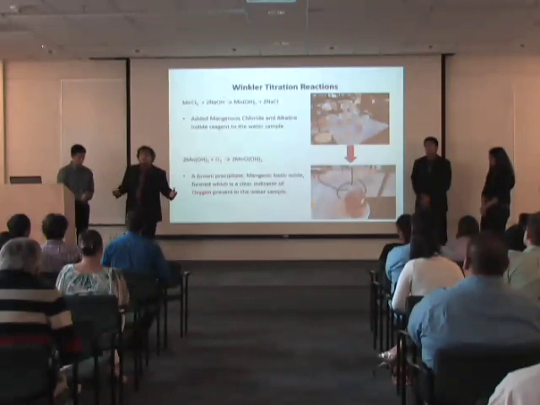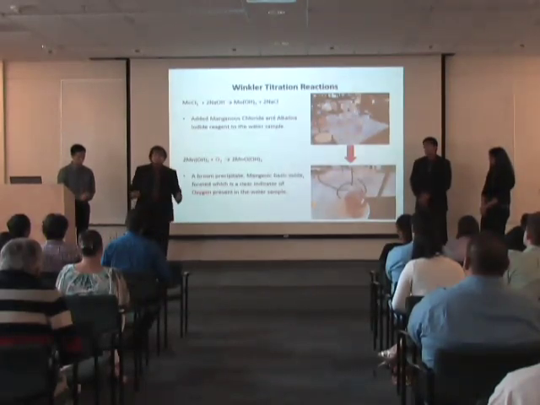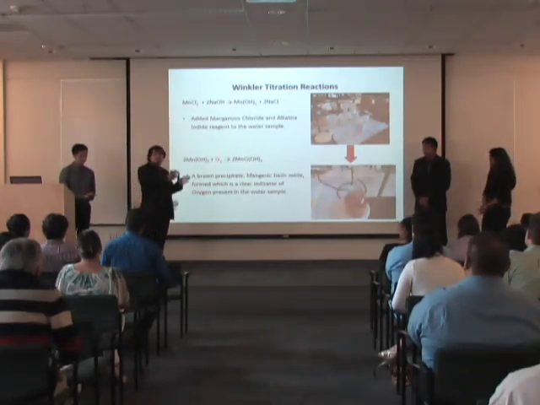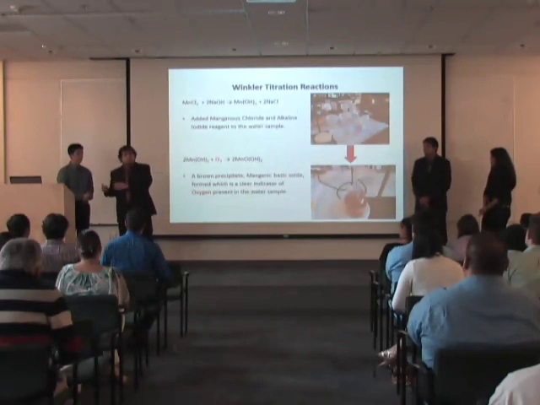So you might want to ask yourself, what is titration? Well, titration is a common method used in chemistry to determine the concentration of a base or an acid. So if you know the concentration of one thing, you can determine the concentration of another.